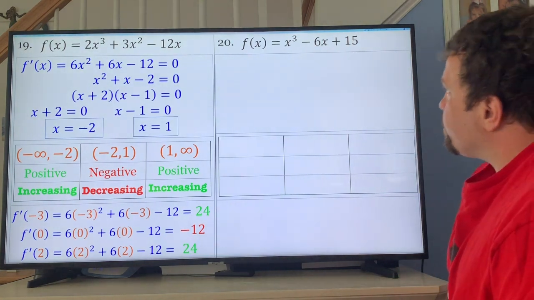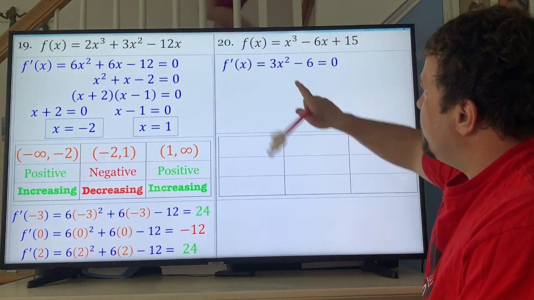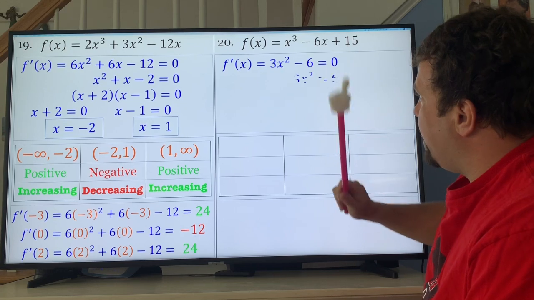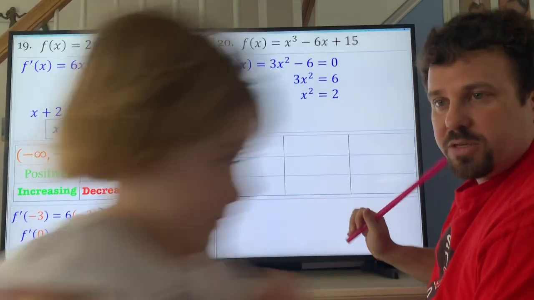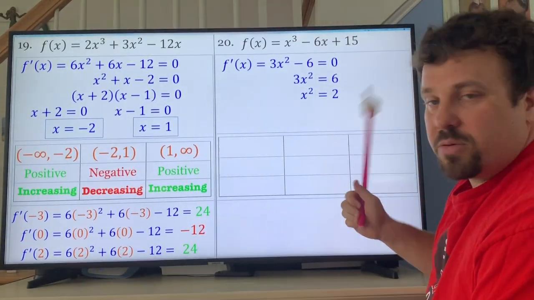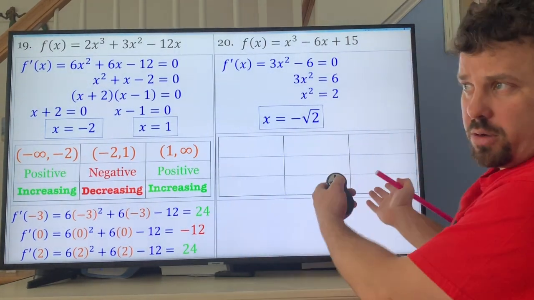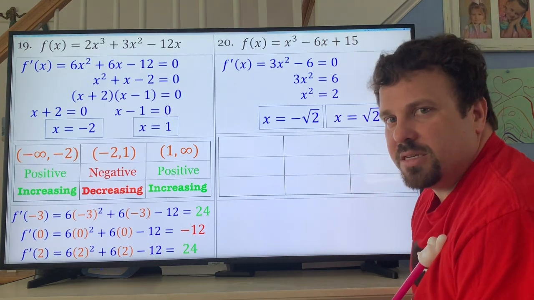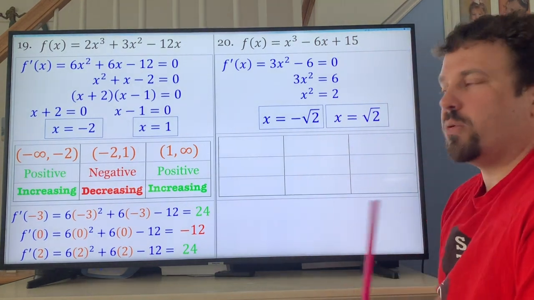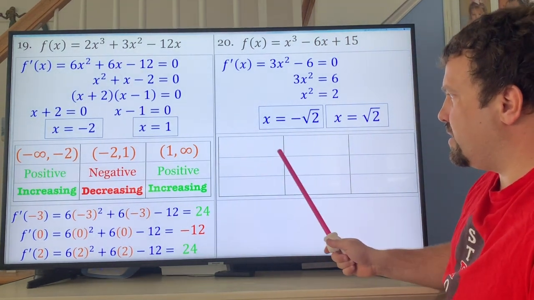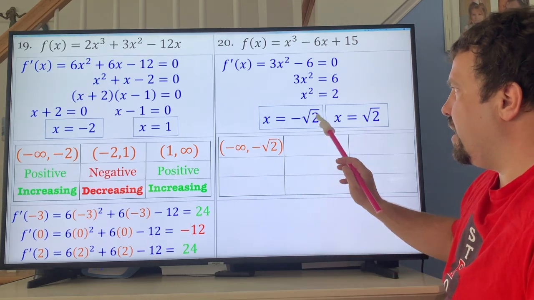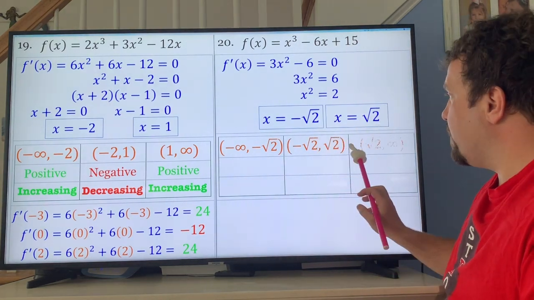Problem number 20. Derive: 3x squared minus 6 equals 0. Add 6. Divide by 3. X squared equals 2. So take the square root. X equals negative radical 2 and also radical 2, or a plus minus. That's also plus or minus 1.41. Negative infinity to negative radical 2, negative radical 2 to radical 2, and radical 2 to infinity.